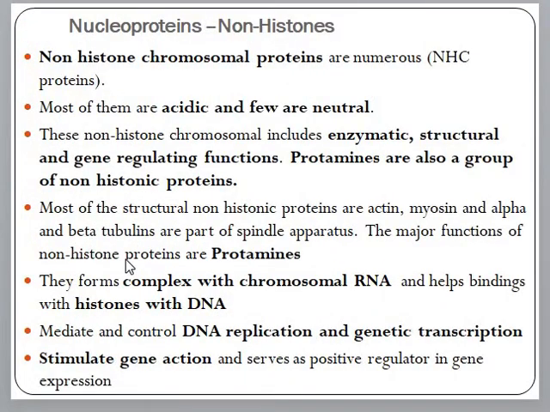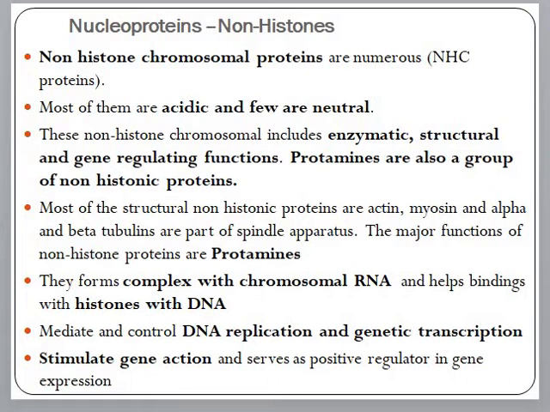Coming to non-histone proteins, non-histone chromosomal proteins are called NHCs. The non-histone proteins are otherwise called chromosomal proteins or NHCs. Most of them are acidic and few are neutral. They include enzymes, structural molecules and gene regulators.